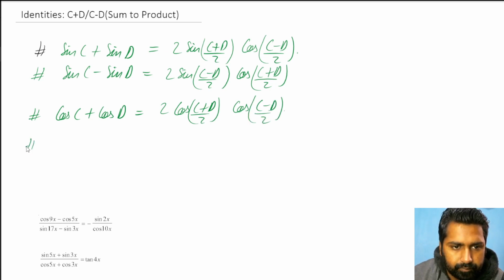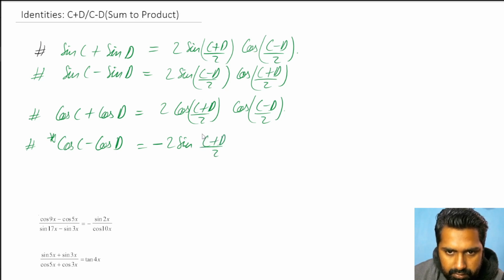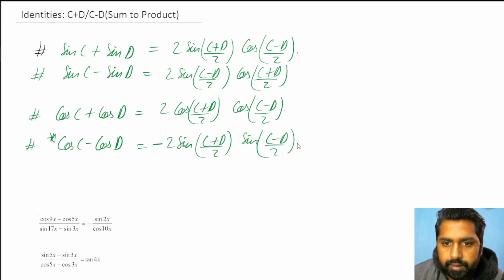And the last one, cos C minus cos D. Put a star on this identity because a slight variation is there. It is minus, first of all, 2 sine (C plus D) by 2, sine (C minus D) by 2. In a few books you might see that instead of (C minus D) by 2 they write (D minus C) by 2, but then they don't put the negative sign. So I prefer this: remember that there is a negative sign in the last one and everything else is in the pattern (C plus D) by 2, (C minus D) by 2. Everything you have to do like this.